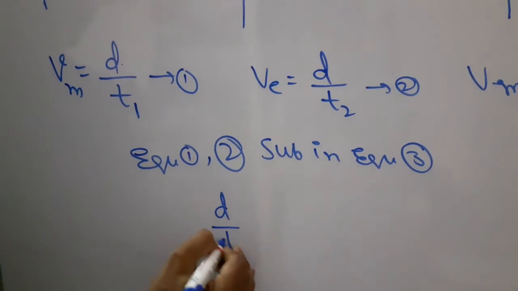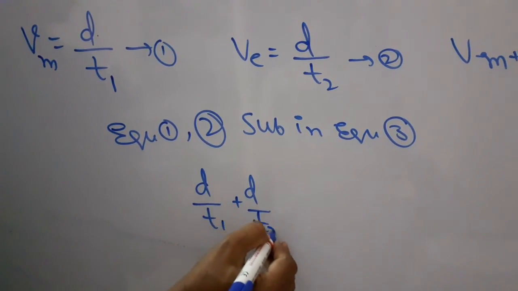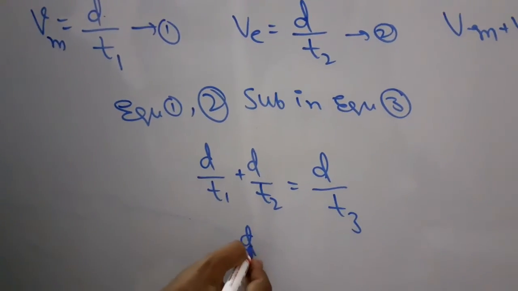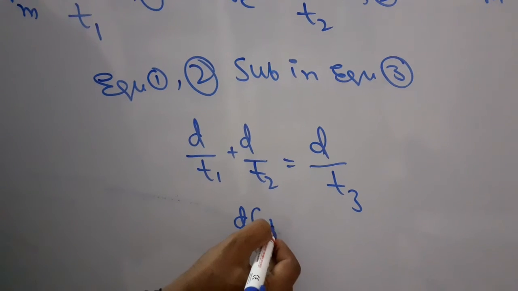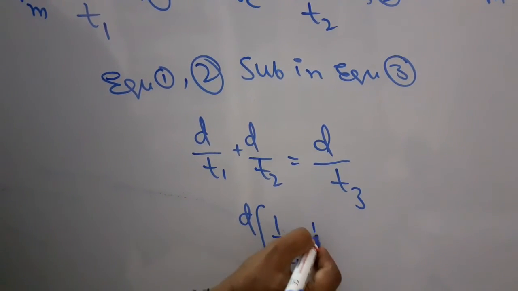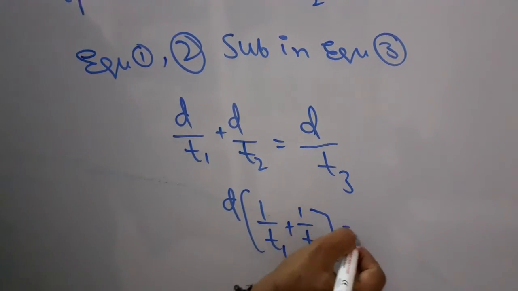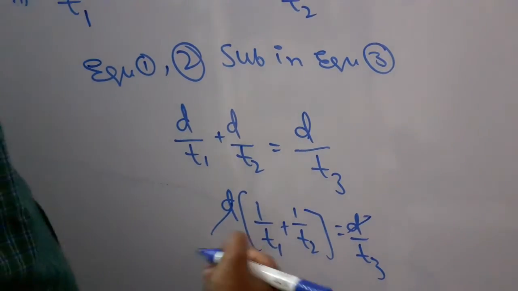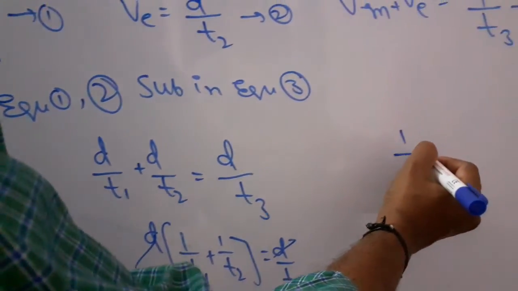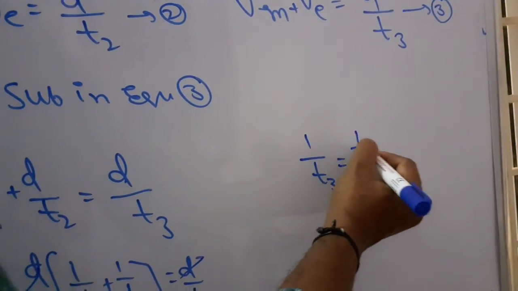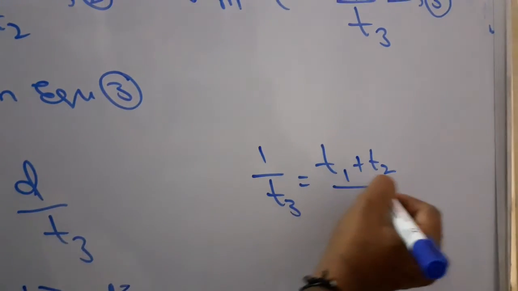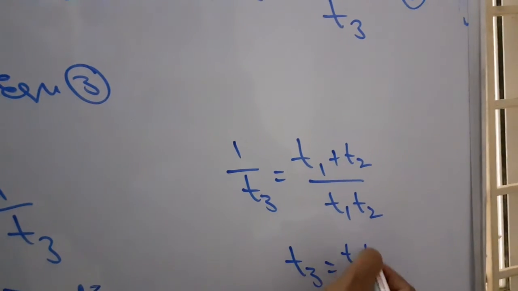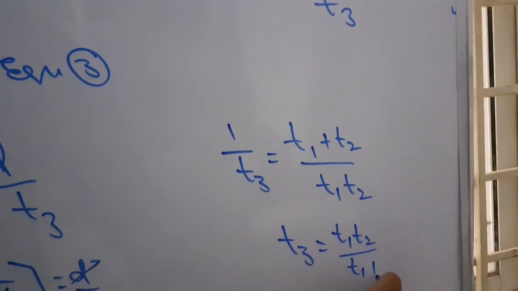Therefore d by t1 plus d by t2 is equal to d by t3. Taking d common, 1 by t1 plus 1 by t2 is equal to d by t3. d gets cancelled, so 1 by t3 is equal to (t1 plus t2) divided by t1 t2. t3 is equal to t1 t2 divided by (t1 plus t2).